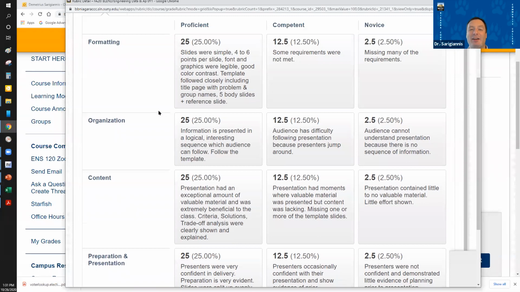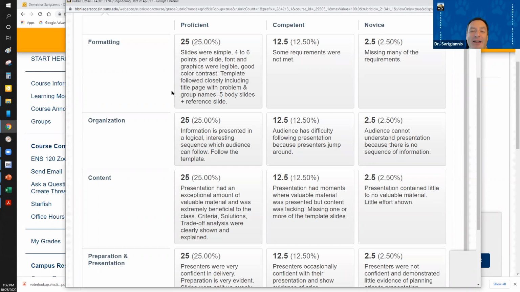So you should have slides that are fairly simple, 4 to 6 points per slide. I had a few sub bullets, but the point is that you should have legible graphics. You shouldn't have a lot of really wordy slides. You follow the template fairly closely. I wanted to give you a template that gave you some idea of how you should present.